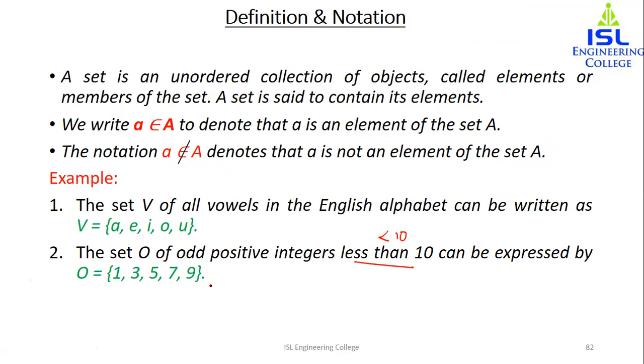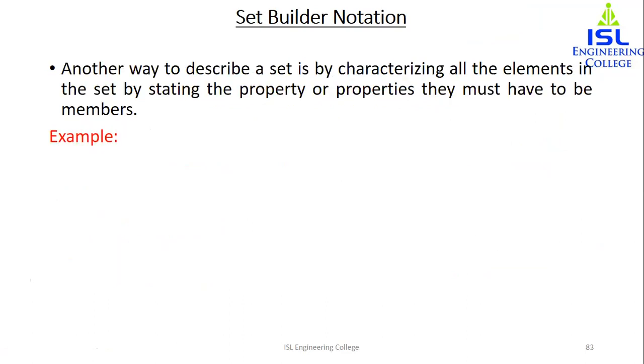Now the next thing is, what about some other notation? This is the generally defined notation. There is another notation which is known as set builder notation. Another way to describe a set is by characterizing all elements by some property or properties. Generally, whenever we have a set, we describe or characterize it by some property. As I have said earlier, they usually have some similar properties, so here we are characterizing it by some similar properties.